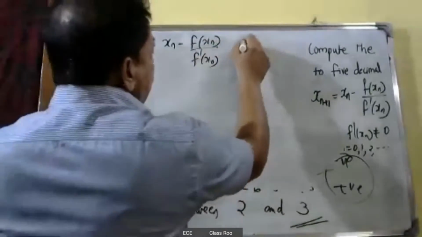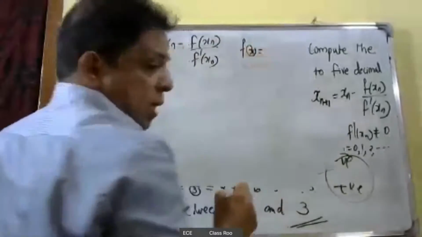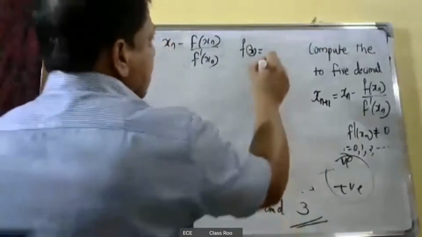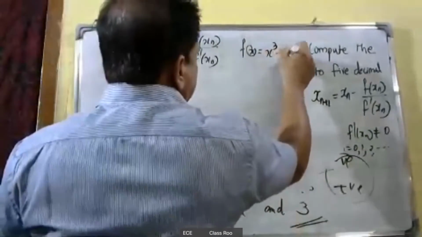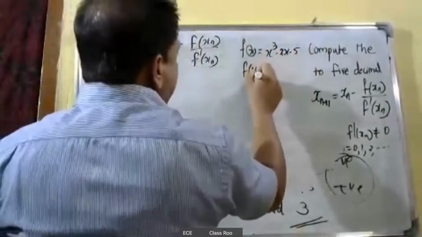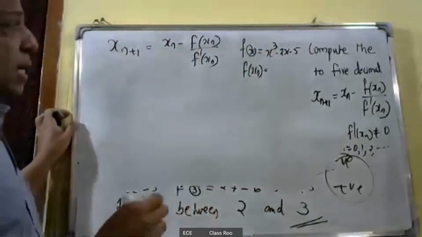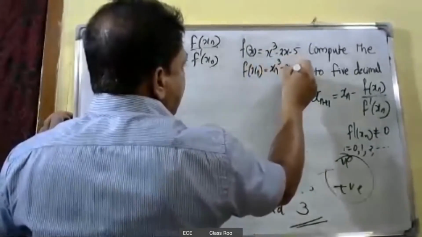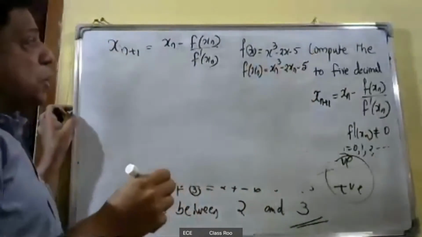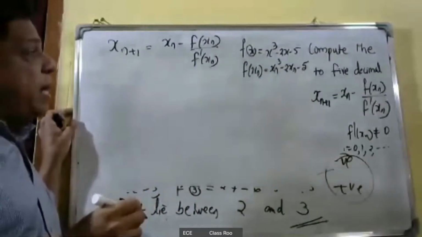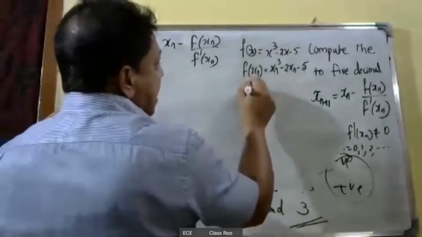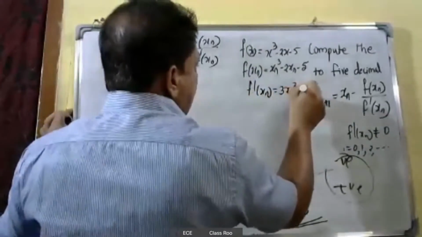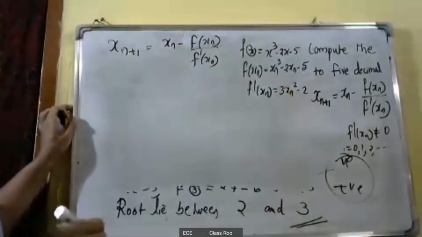We know f of x is equal to x cube minus 2x minus 5. Therefore, f of xn will be, when we put x is equal to xn, xn cube minus 2xn minus 5. Then take the derivative. F dash xn is equal to 3xn square minus 2.